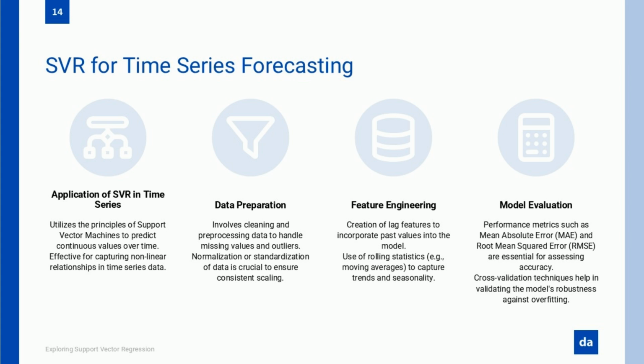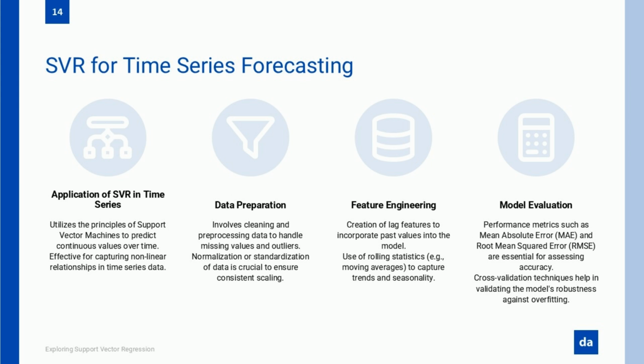The gamma parameter in the RBF kernel determines how much influence each past data point has on the predictions. Too high, and the model overfits. Too low, and it fails to capture important trends. Once the model is trained, evaluating its performance requires using metrics tailored for time series forecasting. Mean absolute error, MAE, and root mean squared error, RMSE, are commonly used to measure how far off the predictions are from the actual values.